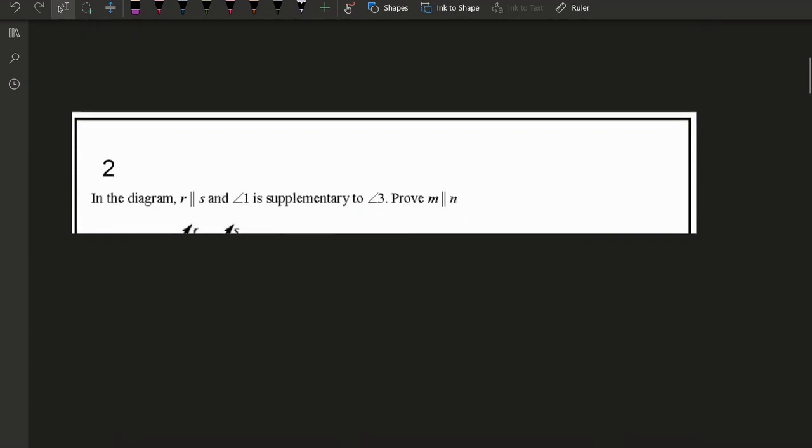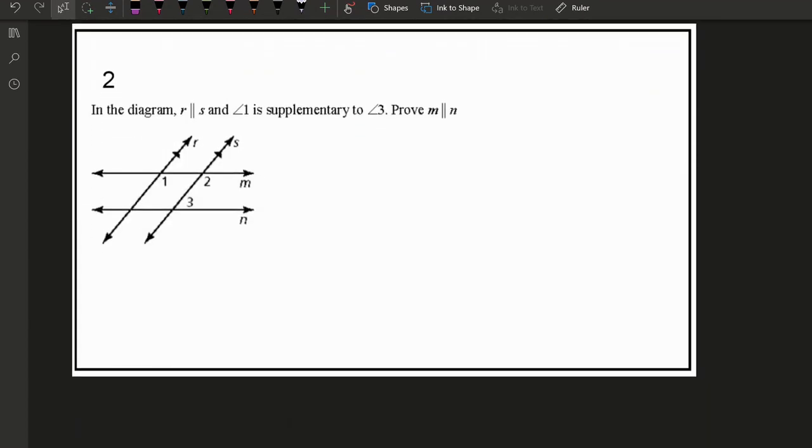Okay, moving on to number 2. R is parallel to S and 1 is supplementary to 3. The reason I brought this one up is that we used it on a quiz, and I wanted to go over how to do it. So for step 1, I'm going to state my givens. R is parallel to S, and that's given. Step 2, I can say measure of angle 1 plus measure of angle 3 is equal to 180, and that's because of the definition of supplementary.